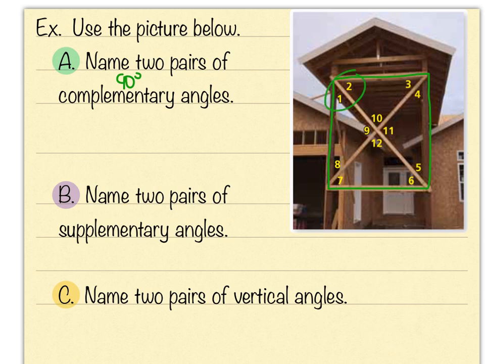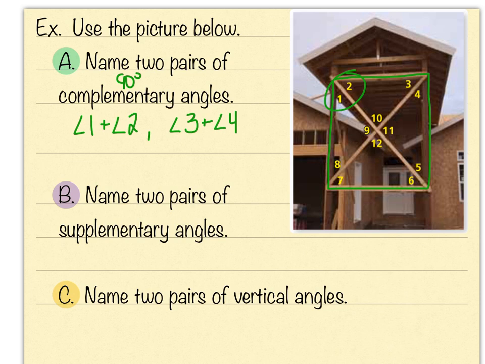And so angle 1 plus angle 2 would have to add up to be 90 degrees. And then another pair, we could say 3 and 4. Angle 3 and angle 4 would have to be complementary. You could also say 8 and 7 and 5 and 6.